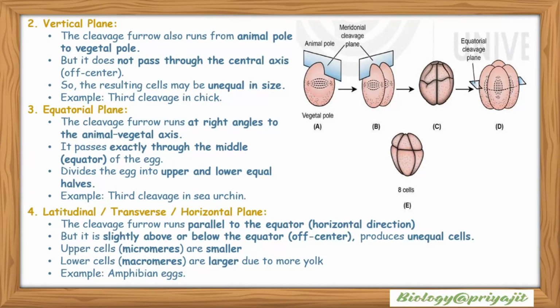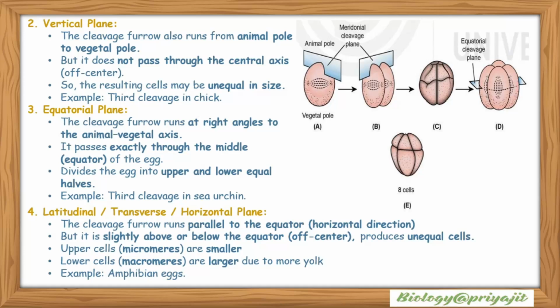Vertical plane: the cleavage furrow also runs from the animal pole to the vegetal pole, and this cleavage plane is smaller than the meridional plane. It does not pass through the central axis, it goes off center, so the resulting cells may be unequal in size. So this is the third cleavage in chick.